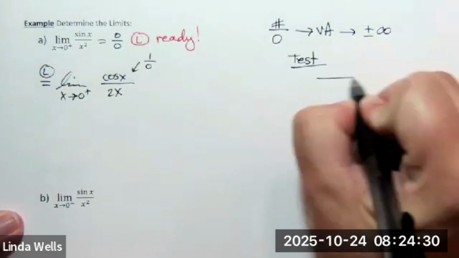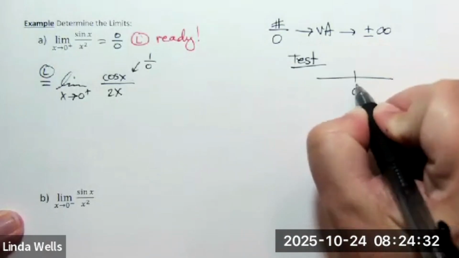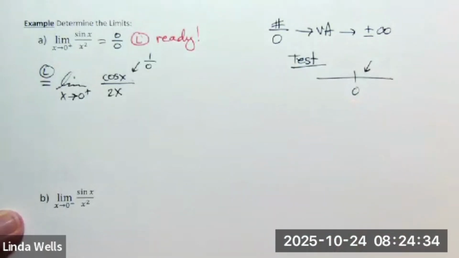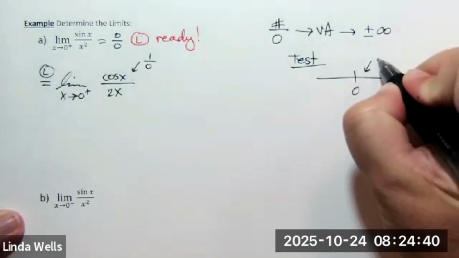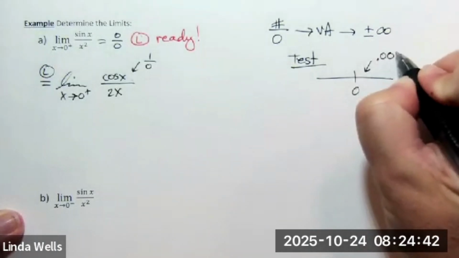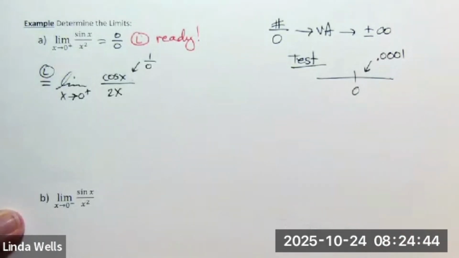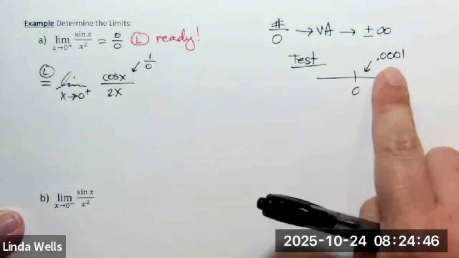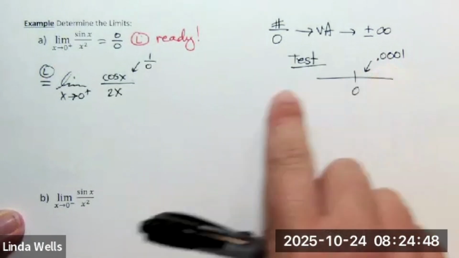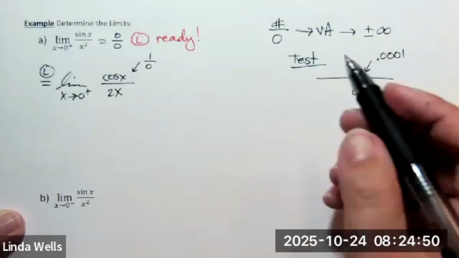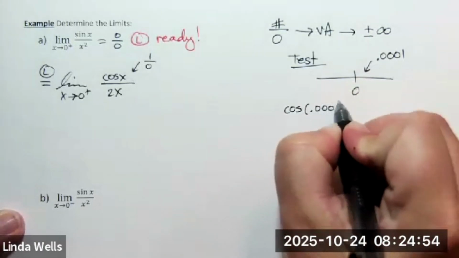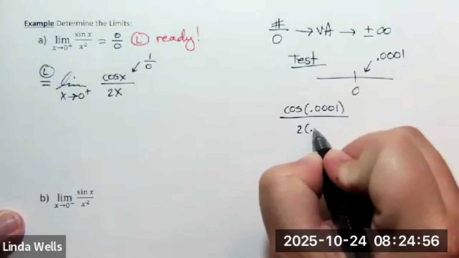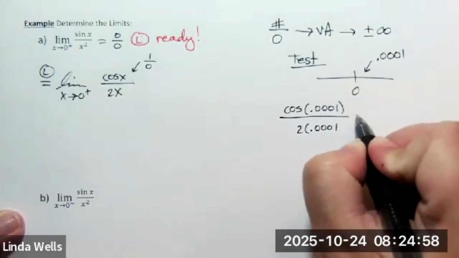Good. So here's my number line. We are approaching 0 from the right. Pick a close number. How close to 0 can you get? 0.0001. That's what I mean by close. Really, really close. Take that number, plug it into your function. So we have cosine of 0.0001 divided by 2 times 0.0001.